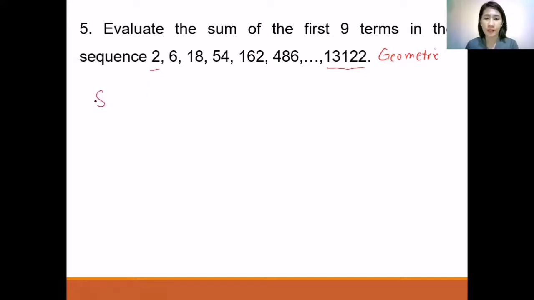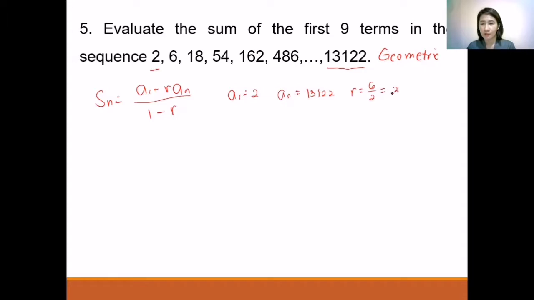So we have the formula S sub n is equal to a sub 1 minus r times a sub n over 1 minus r. So we just have to substitute. We know that a sub 1 is equal to 2, and a sub n is equal to 13,122, while r is equal to, again, if you were not able to identify it yet, you may divide the second term by the first term, so r is equal to 3. Let us now substitute.